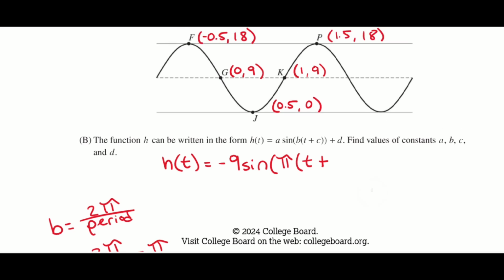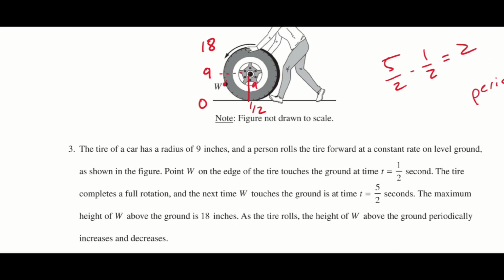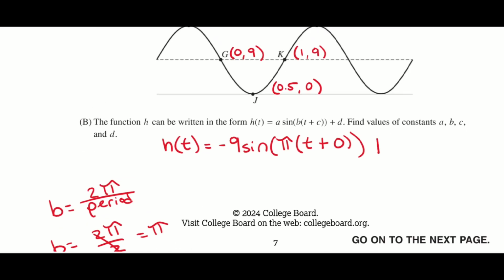And then c is your phase shift. But if you look at this graph, there actually is no phase shift, since the 0, 9 starts at the correct place at 0 seconds. So this would just be plus 0. And then your d value is your midline. Your midline, if you look back here, is at 9. So your d is 9, so you do plus 9. And there is your equation.